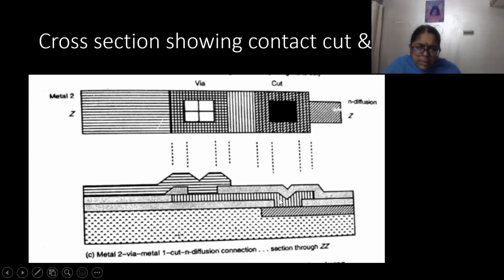So when the silicon dioxide layer here is removed, first you are going to have the metal 1 deposition, then you have the silicon dioxide once again and make a contact cut once again, so that now when metal 2 is being deposited, metal 2 will come in contact with metal 1. So you can see metal 2 comes in contact with metal 1, which in turn comes in contact with n diffusion. So that is how the metal 2 and n diffusion contact is formed.